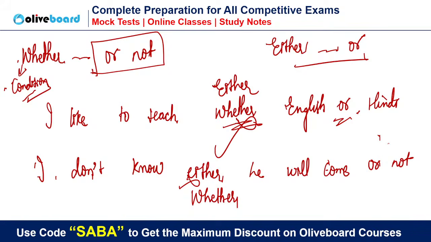See, it is also not mandatory that or not should be there. If or not is not there, then also we can use whether. Or not is not a mandatory pair here, guys. If I remove this or not, then also this sentence is correct. I don't know whether he will come. If he will come. Okay. So whether is mandatory if we have or not, and even without or not, whether can be used. Is that clear?